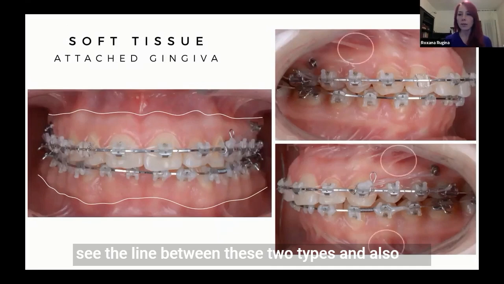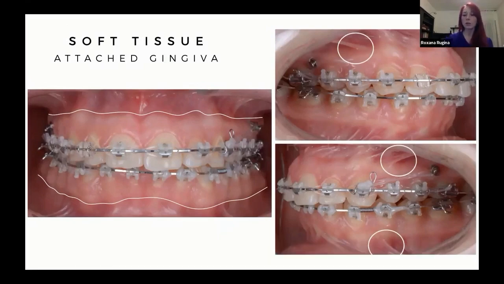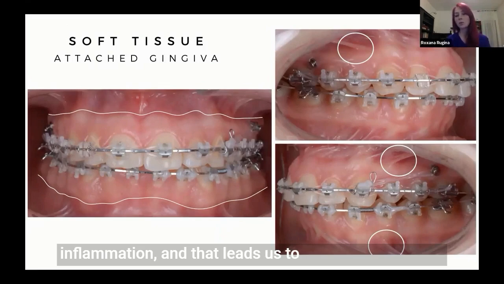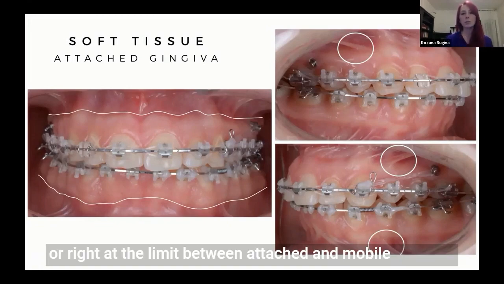And also pay attention to the frenulum. Mini implants in close contact to these frenulums can get irritation of the soft tissue, inflammation, and that leads us to mini implant failure. So try to stay as much as you can in the attached mucosa or right at the limit between attached and mobile mucosa.